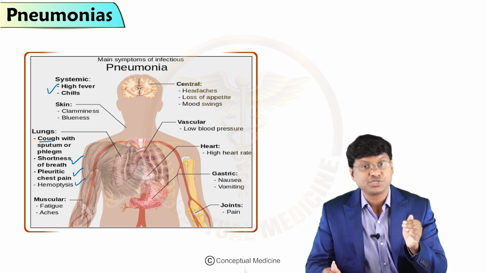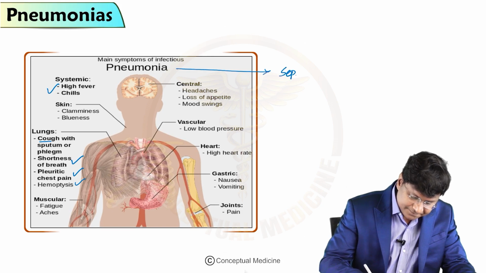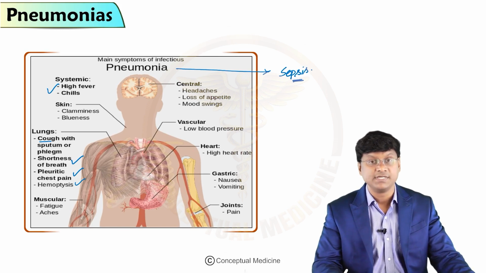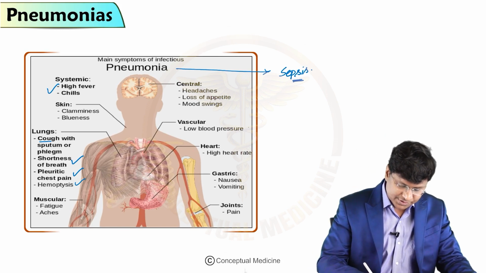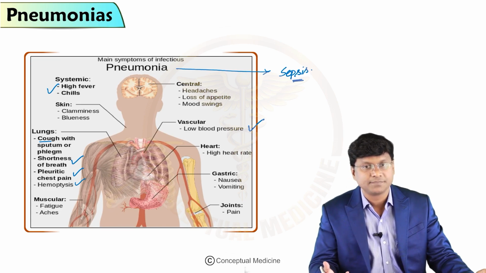Once patients with pneumonia go into a state of severe sepsis, they develop vascular manifestations, that is hypotension, which we call septic shock.